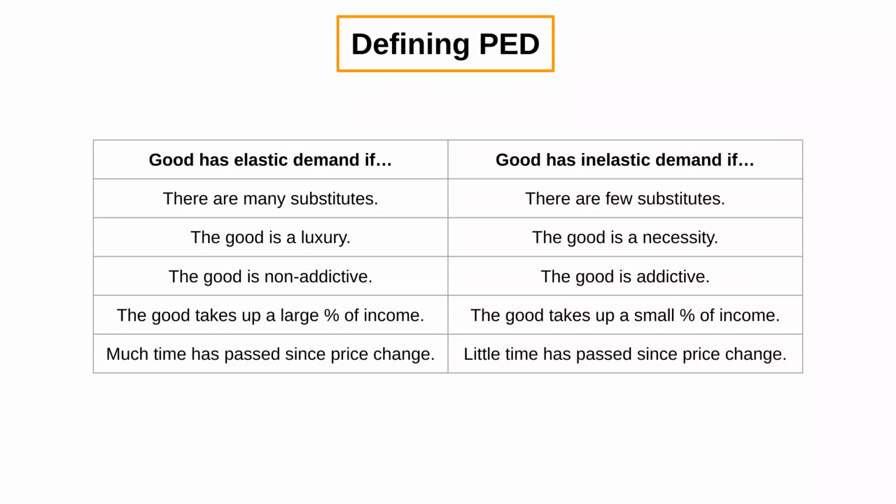And then finally, how much time has passed? If you need gas today and the price of gas has shot up to $5, you're still going to get gas because not a lot of time has passed and you don't have a lot of time to change your behavior. So very inelastic demand. Whereas if a lot of time has passed, you have more time to change your behavior, more time to find alternatives, substitutes for the product, more elastic demand.